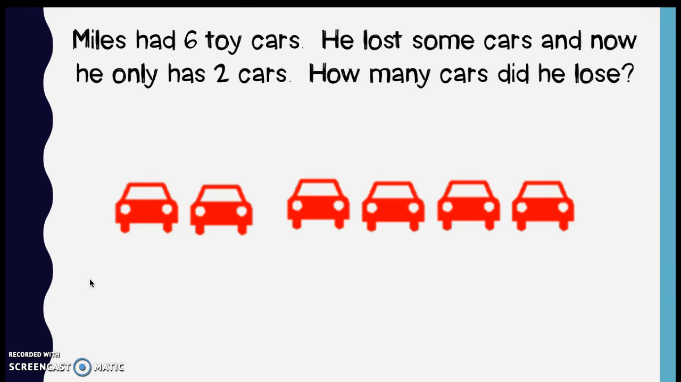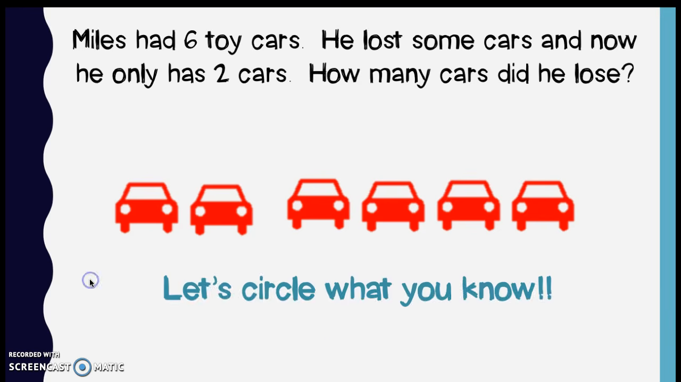Then it says he lost some cars. What number is some? Oh, you have no idea. Oh, that must be the unknown part. I do not know. So I'm not going to draw anything for that yet because I have no idea how much some is. So he lost some cars, who knows? And now he only has 2 cars. All right, so he had 6, as I drew. He lost some, and now he only has 2.